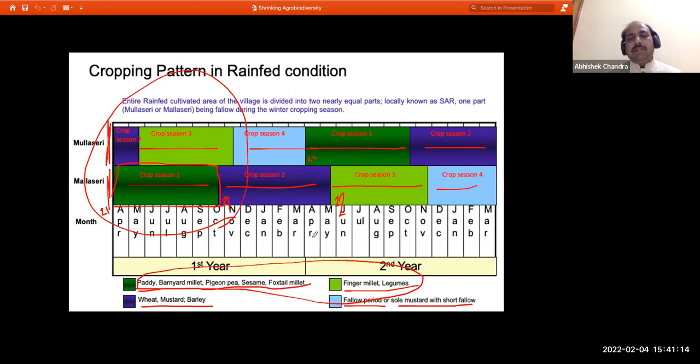Similarly, in the winter season, from half of the portion they will get wheat, mustard, and barley, and from another portion they will get mustard. So the entire rainfed cultivated area of the village will be divided into two equal parts, and two different types of crops will be cultivated in the same season, and they will bring all the types of crop biodiversity into their home.